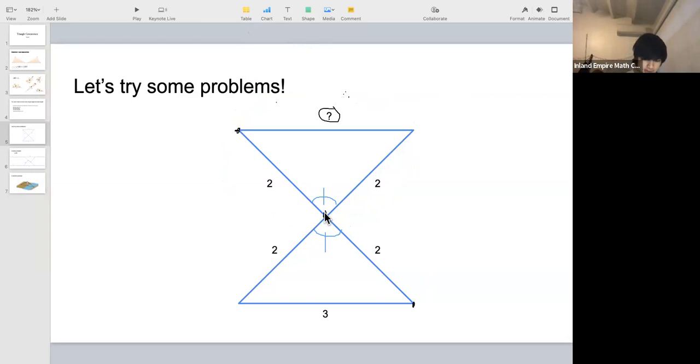I think a good way to label this is by doing A, B, C, D, E, so that we can easily and better communicate our mathematical ideas. So does anyone know how we can figure out congruence? What type of congruence can we use?